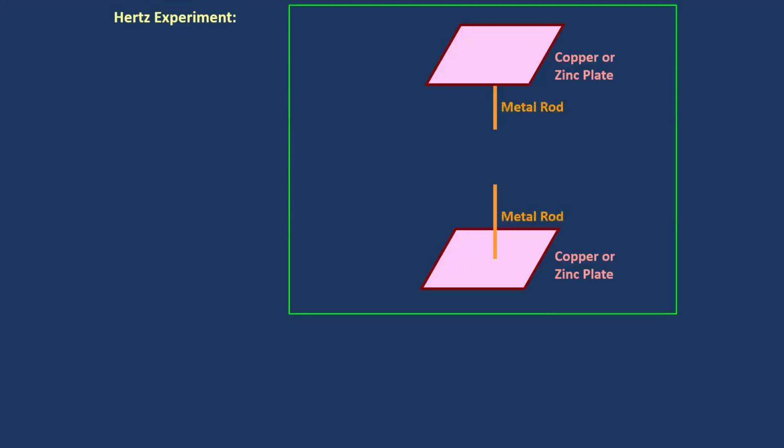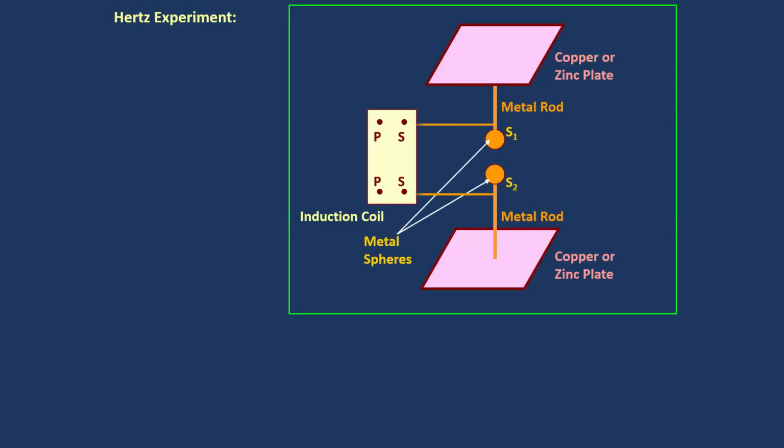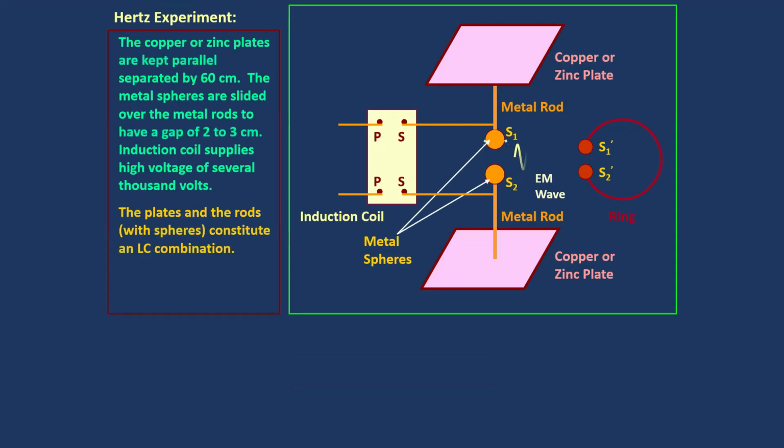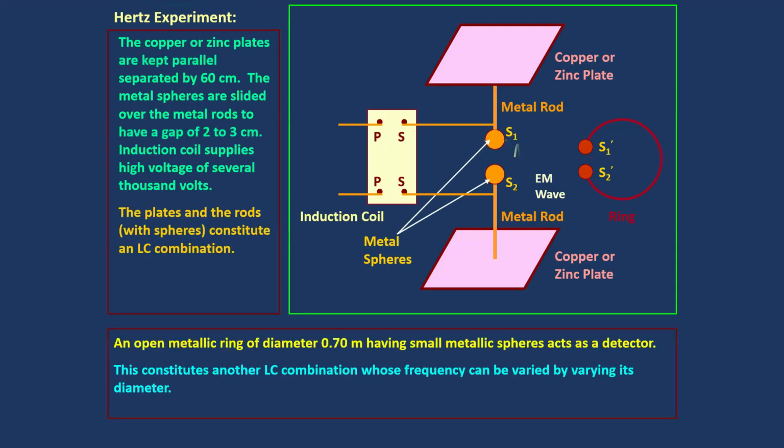Now, we are going to study what is meant by the Hertz experiment. It's known that the Hertz experiment is used to determine the frequency of the electromagnetic waves produced, right? So the copper or zinc plates are kept parallel at 60 centimeters, and the metal spheres or sliders are over the metal rods. It's known that there will be a gap of 3 centimeters. An induction coil supplies a high voltage of several thousand volts.